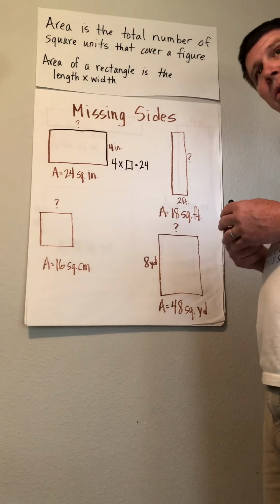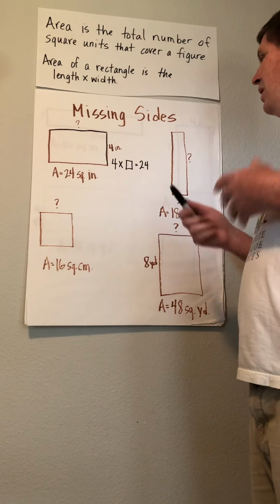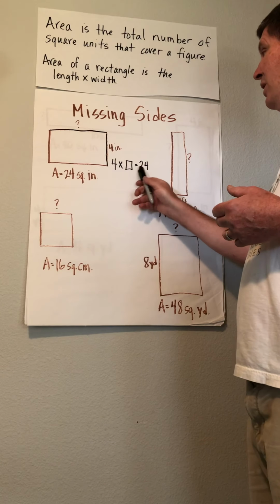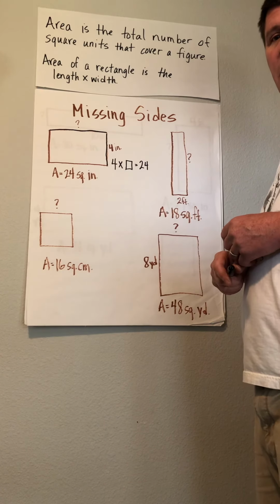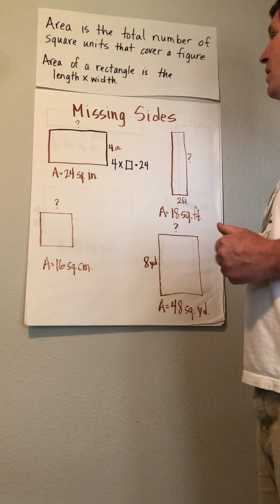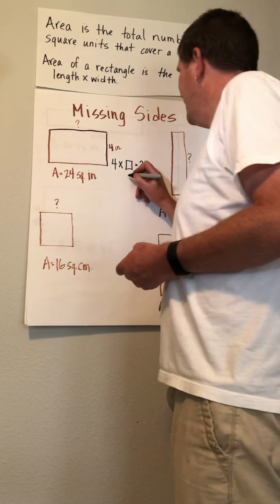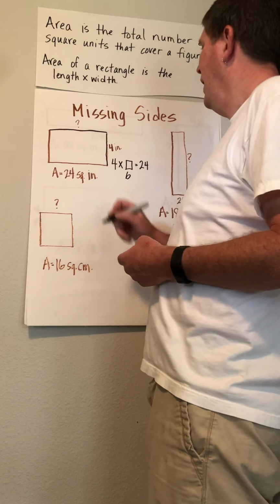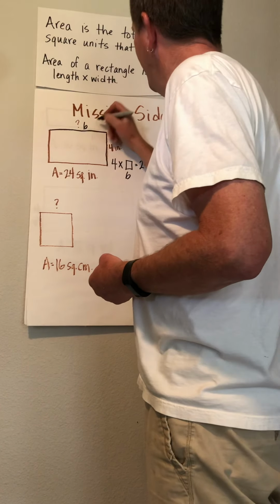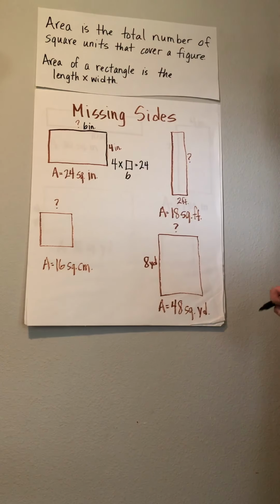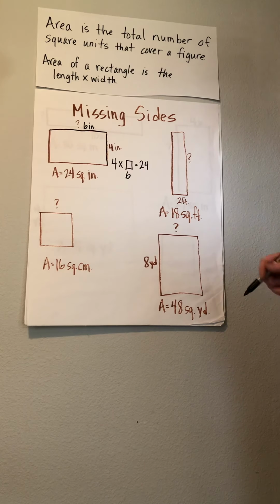is another reason why. To solve this, you need to know what you're going to multiply times 4 to equal 24. Okay? So, after you've thought about it, hopefully you've come up with 6. So this missing side is 6 inches.